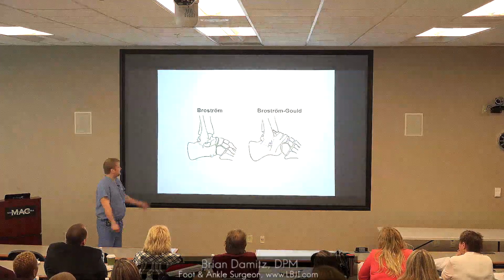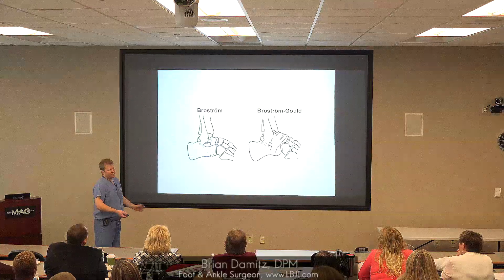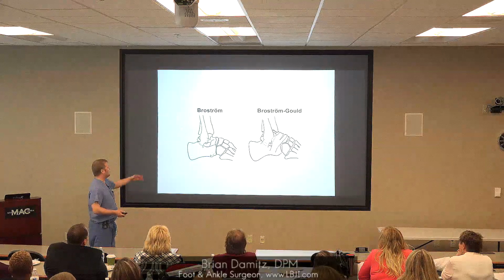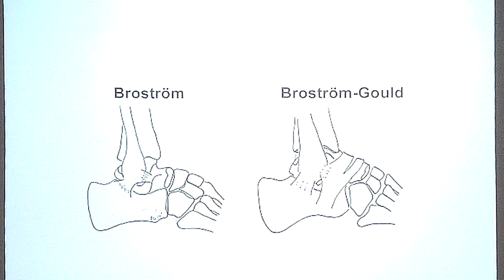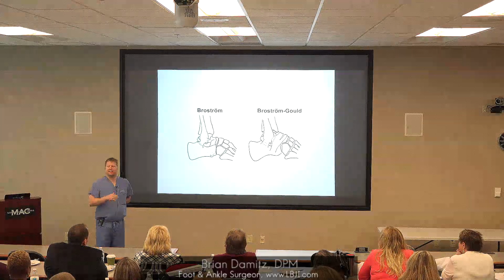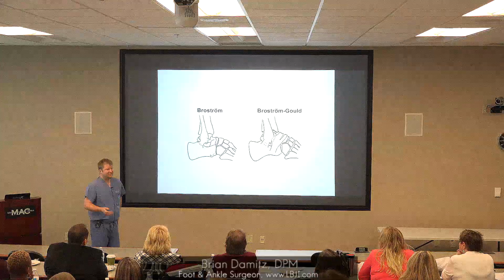Okay, so this is just an example of the repair. It doesn't really matter what we do. But what we're using is we're tightening the ligaments, but we also use part of the tissue, which is called a retinaculum, and we use that retinaculum to actually further augment the repair, which makes it even stronger.